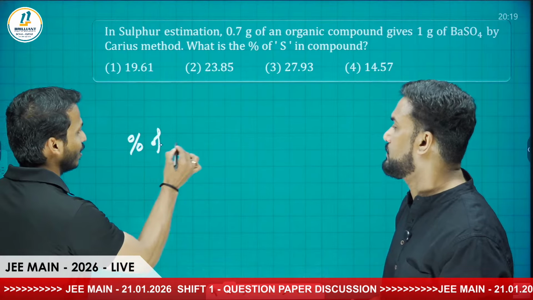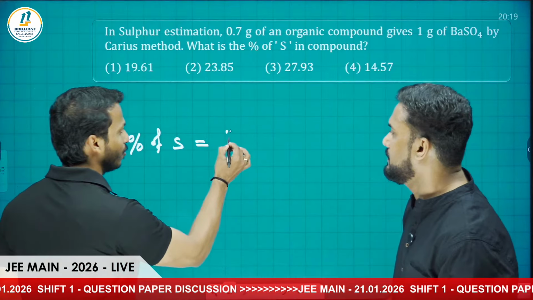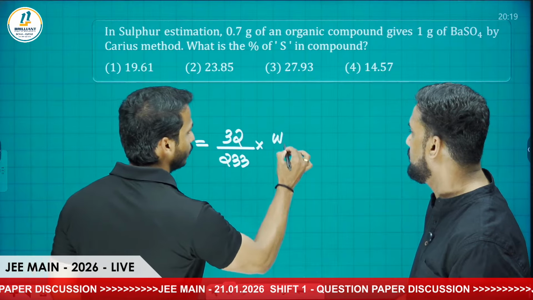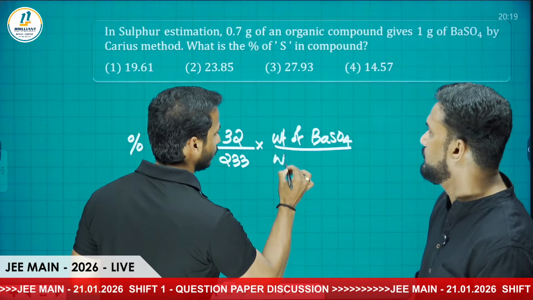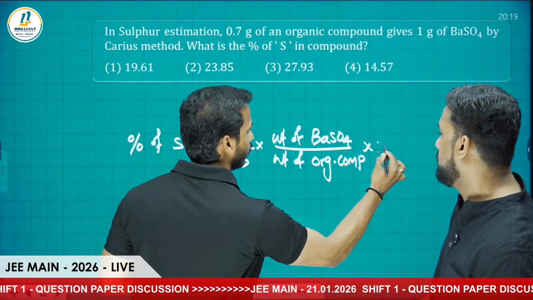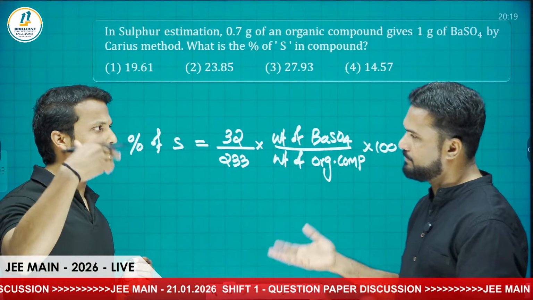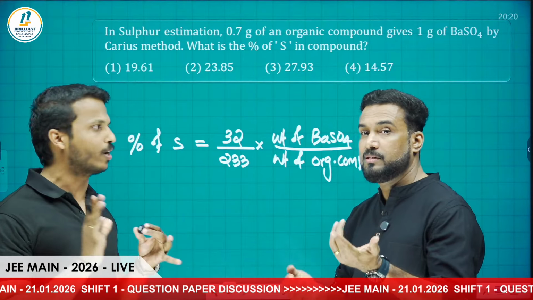Yes, it is confirmed for estimation of sulfur, because every year, even last year, there is a question. It is 32 divided by 233 into weight of BaSO4 formed, divided by weight of organic compound, into 100. For sulfur we have the Carius method. Those appearing for the next shift can definitely expect a question from qualitative and quantitative analysis.